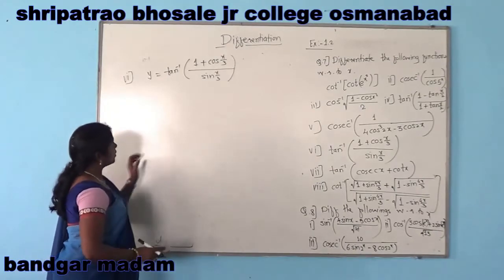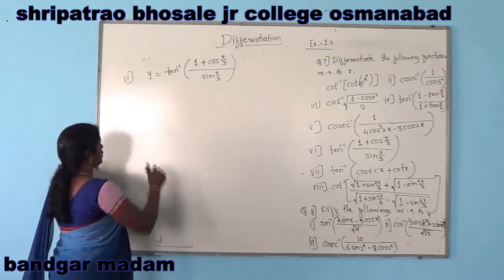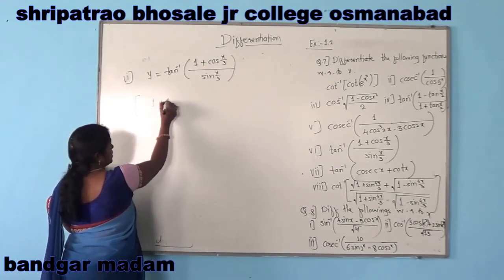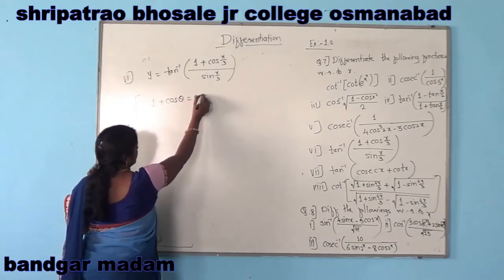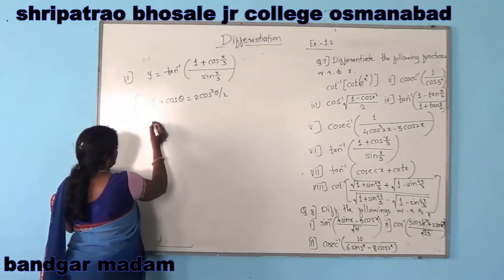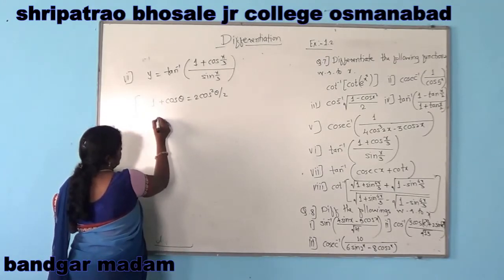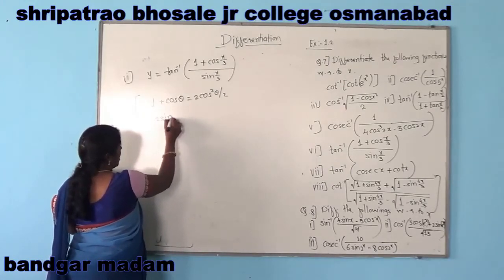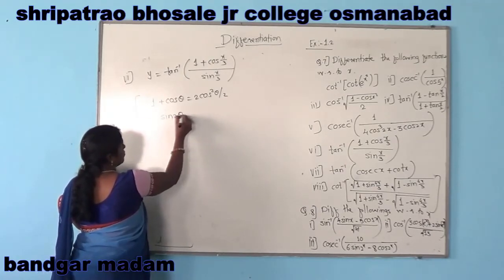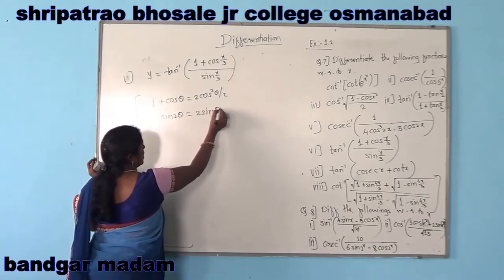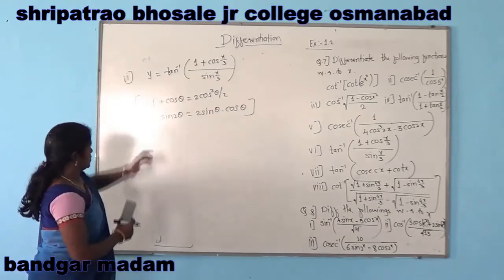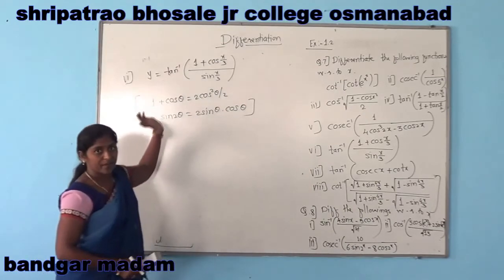Now, to solve this example, we have to recall the formulas. 1 plus cos theta is equal to 2 cos square theta by 2, as well as sin 2 theta is equal to 2 sin theta into cos theta. We have to use these two formulas over here.